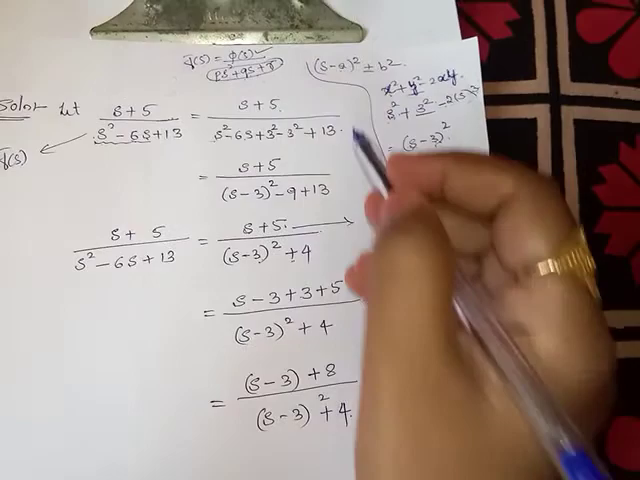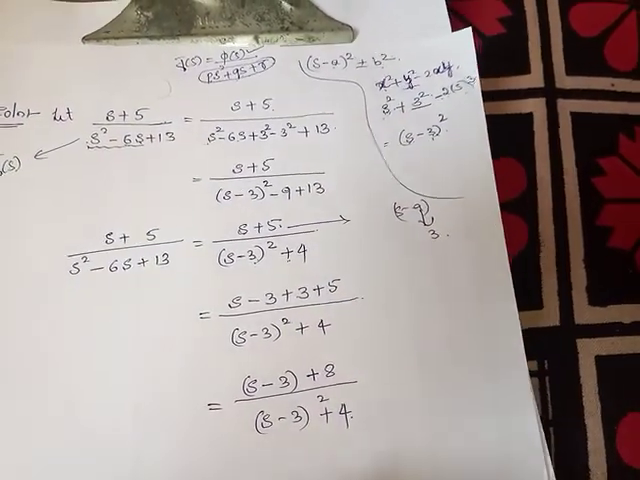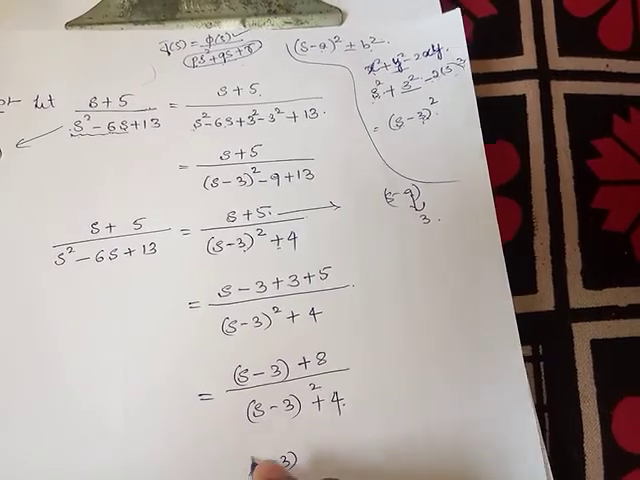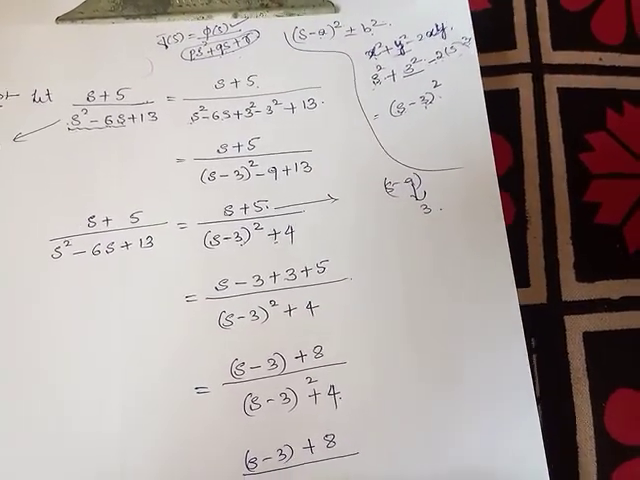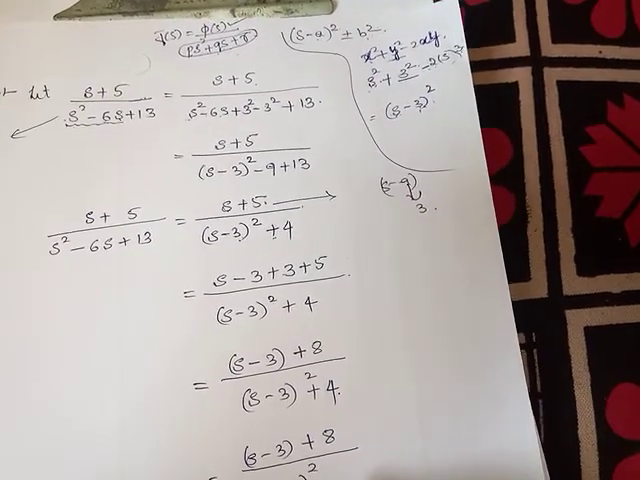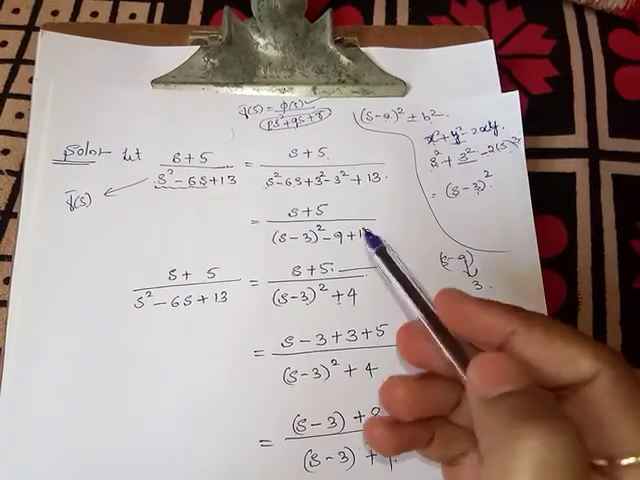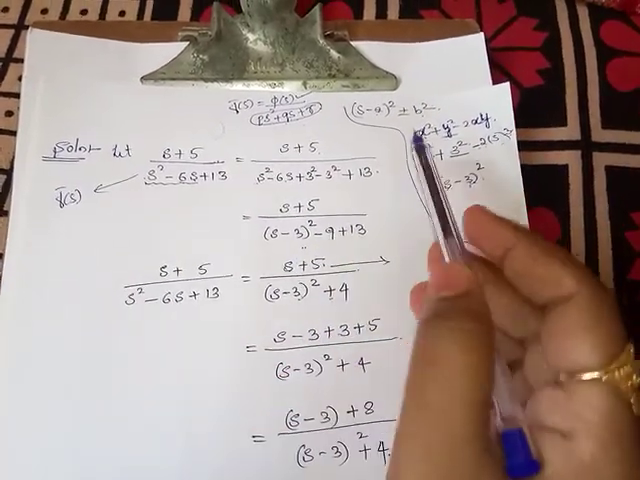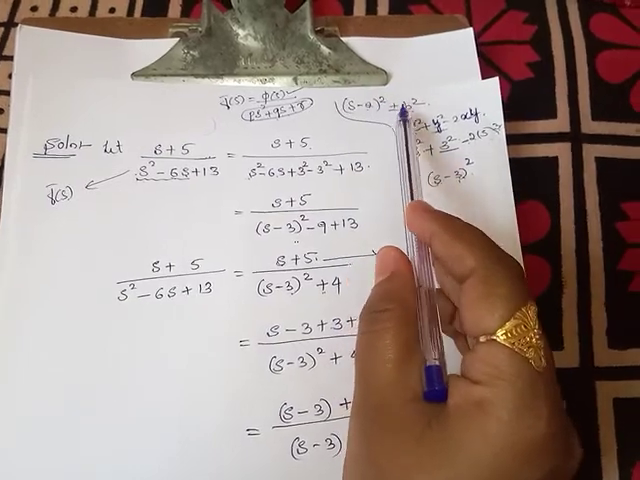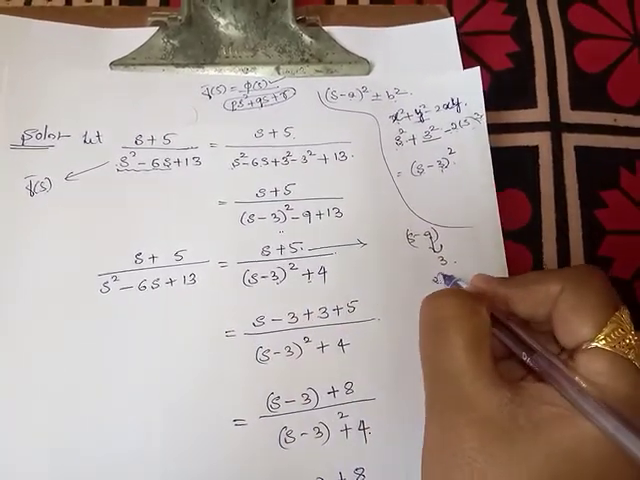Here this term we have to express as a square, meaning 4 can be written as 2 square: s minus 3 plus 8 divided by s minus 3 whole square plus 2 square. See, the first step is over. First we have to express the denominator term in the form of s minus a whole square plus or minus b square. Here this 4 can be written as 2 square.